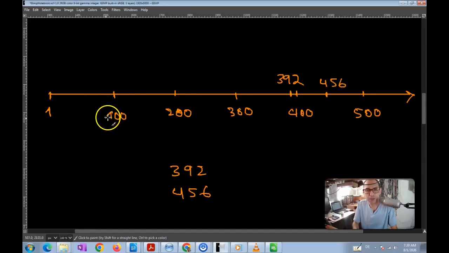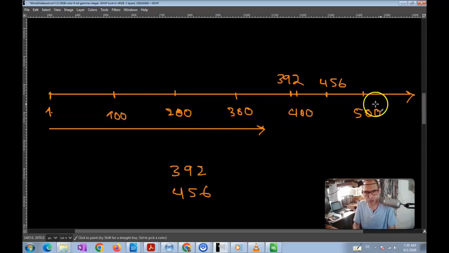Now you see that on the number line, as you move from the left towards the right, the numbers are getting larger and larger, meaning that 100 is larger than 1, 200 is larger than 100, 300 is larger than 200, and so on. So as you move towards the right, the numbers are getting larger, which means that if a number is to the right-hand side of any other number on the number line, that number is, of course, going to be larger, right?